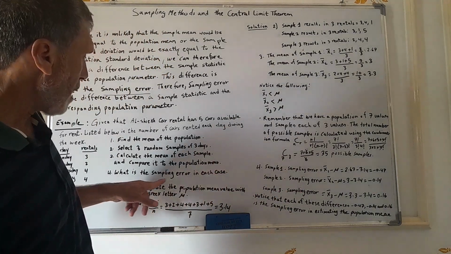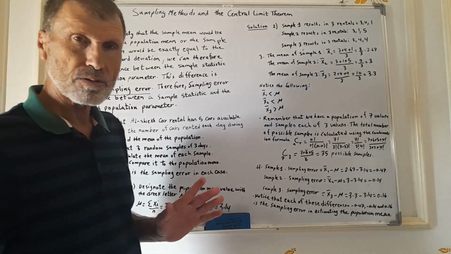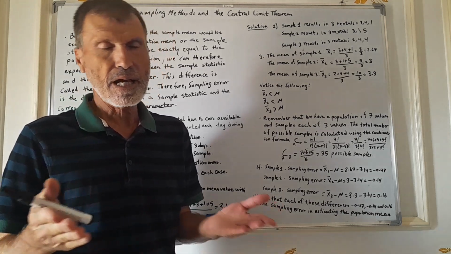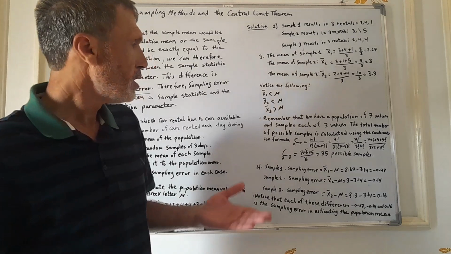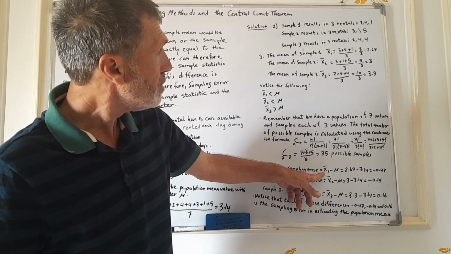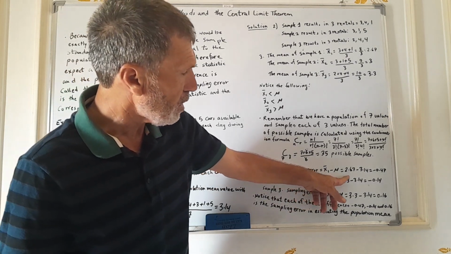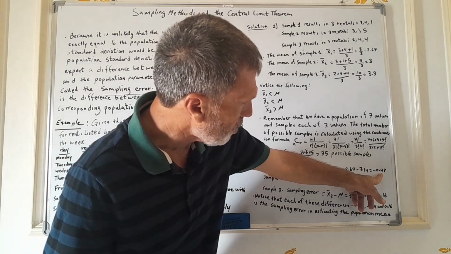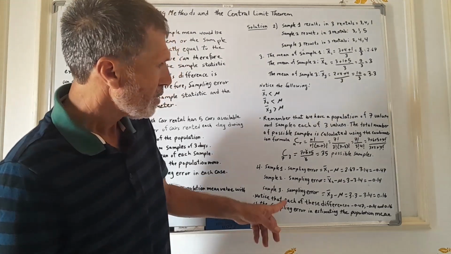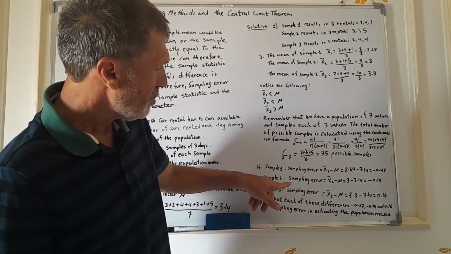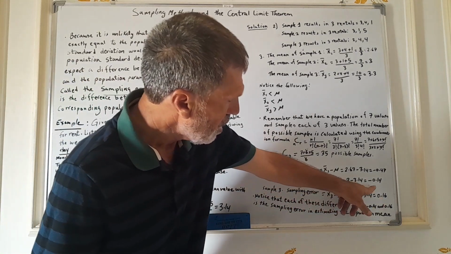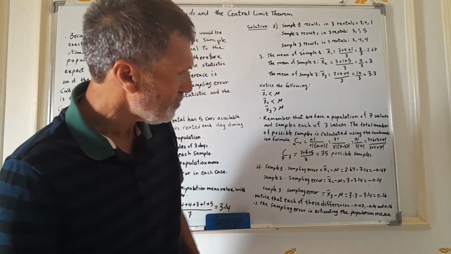part 4, what is the sampling error in each case? The sampling error. We already said the sampling error is the difference between the sample statistic and the population parameter. So, in sample 1, sampling error is x1 bar, of course, minus mu, which is equal, the difference is minus 0.47. Sample 2, the sampling error is x2 bar minus mu, 3 minus 3.14.